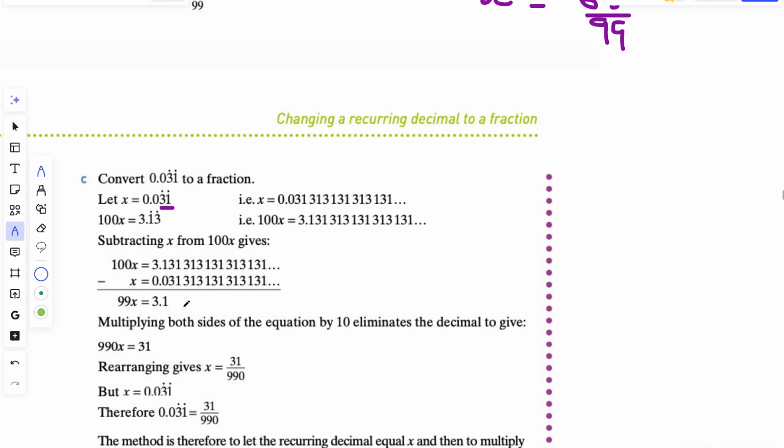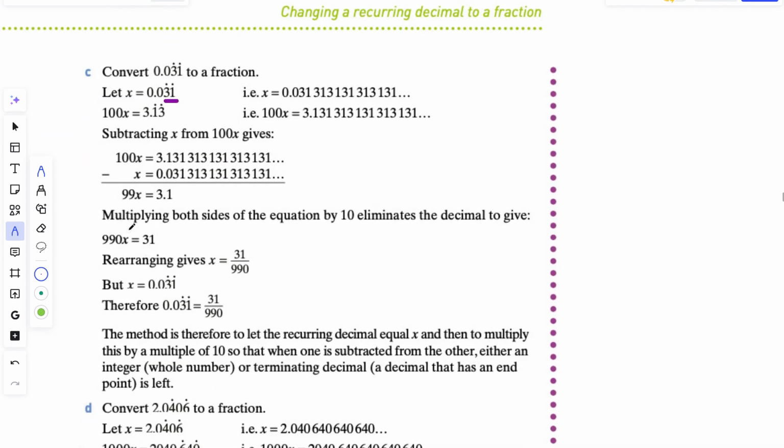Because we get 3.1, another decimal, we still multiply here by 10 and here by 10. If we multiply this place by 10, you're going to get 990x. This one will no longer be a decimal, it will be 31. So make x the subject, you get 31 over 990.